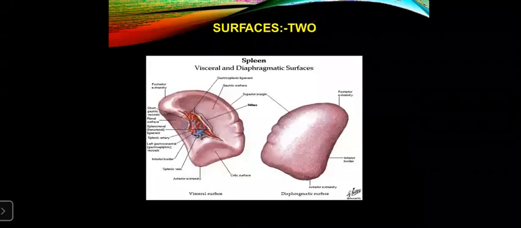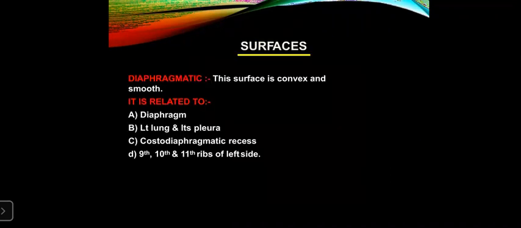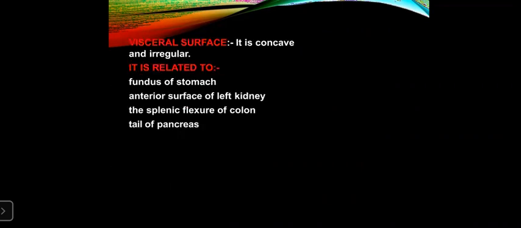The 2 surfaces of the spleen are the visceral and diaphragmatic surfaces. This is the diaphragmatic surface, and this is the visceral surface. The diaphragmatic surface is convex and smooth. It is related to the diaphragm, the left lung and its pleura, the costodiaphragmatic recess, and the 9th, 10th, and 11th ribs of the left side. The visceral surface is concave and irregular. It is related to the fundus of the stomach, the anterior surface of the left kidney, the splenic flexure of the colon, and the tail of the pancreas.